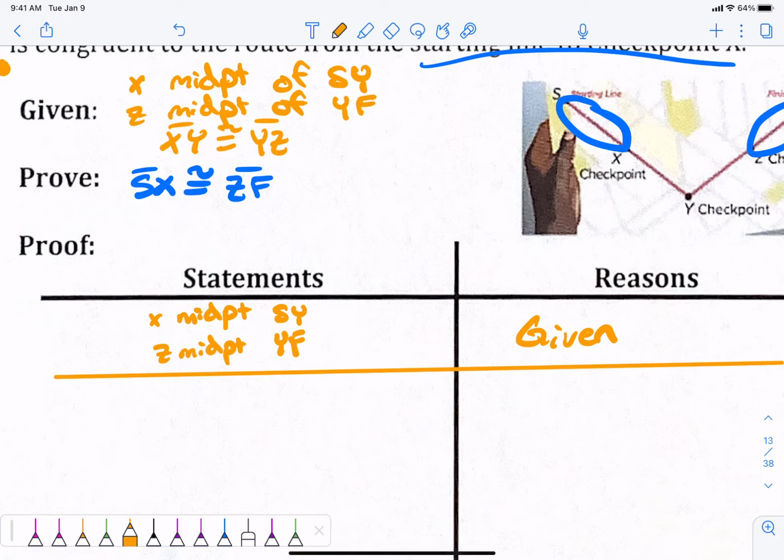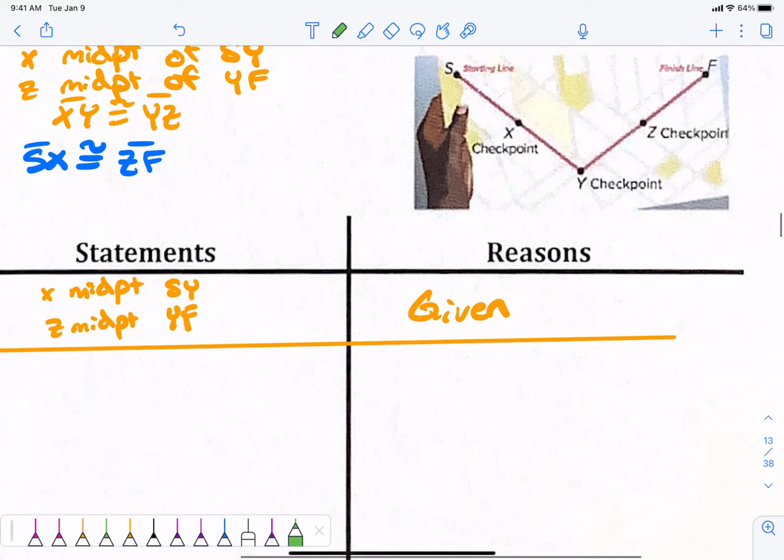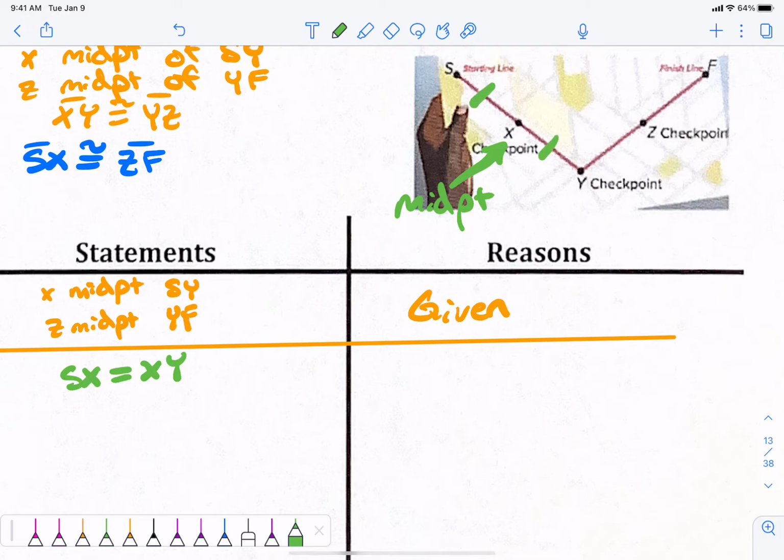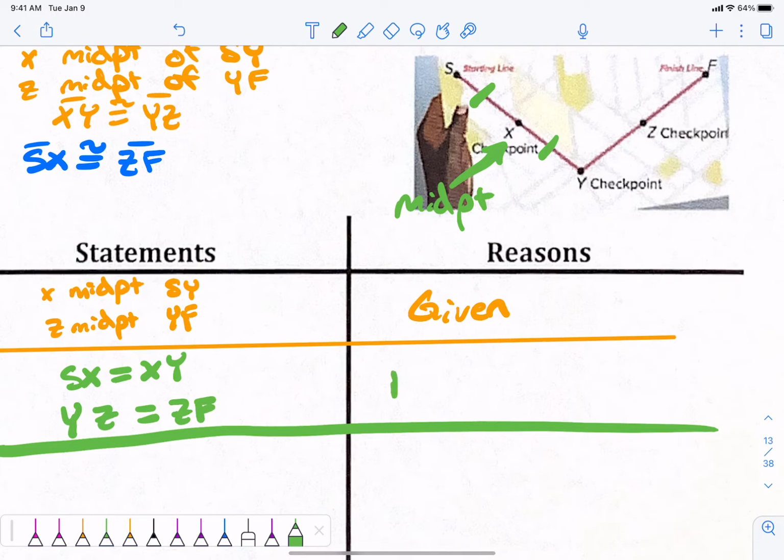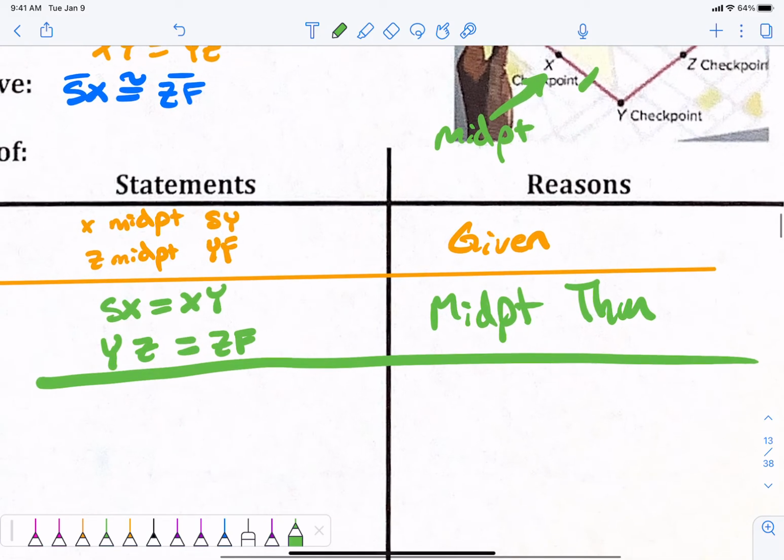Now, from that information, if I know that X is the midpoint of SY, what does that tell me? If this guy is the midpoint, SX is equal to XY. You betcha. SX is equal to XY, like this is the same as that. And if Z is the midpoint, I also know YZ equals ZF. Do we understand why that is? Why am I allowed to say that? The midpoint theorem. So I haven't even written down all my given information, but I used that given information to find something else.